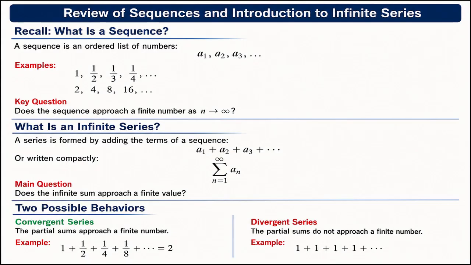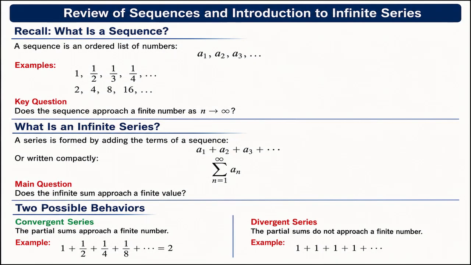Now a series is formed when we add the terms of a sequence together. We write first term plus second term plus third term and continue forever. And in compact mathematical notation, we say sigma from n equal to 1 to infinity of a sub n. The main question now becomes, does this infinite sum approach a finite value?